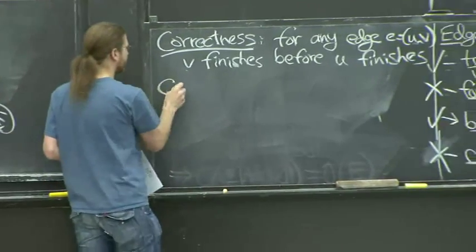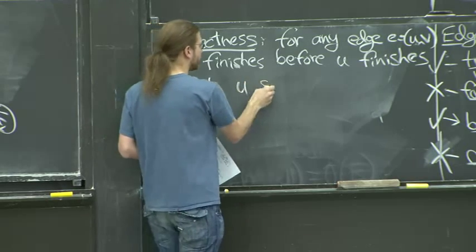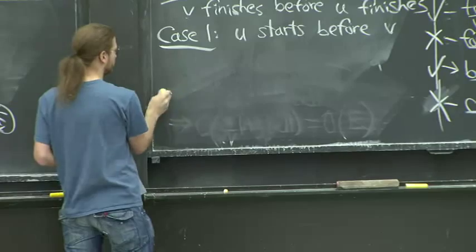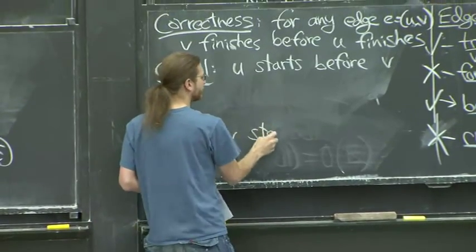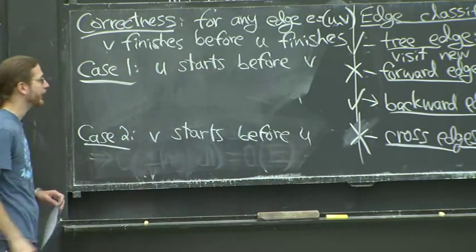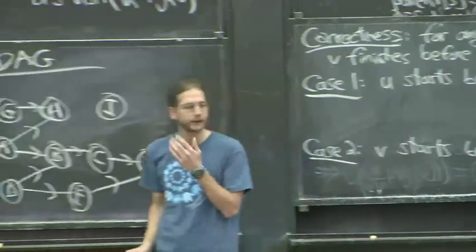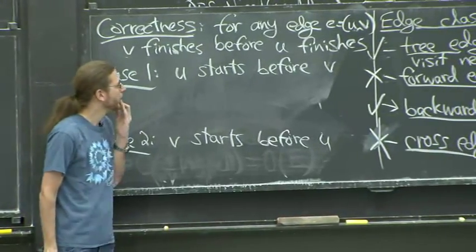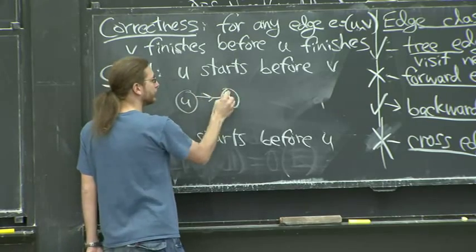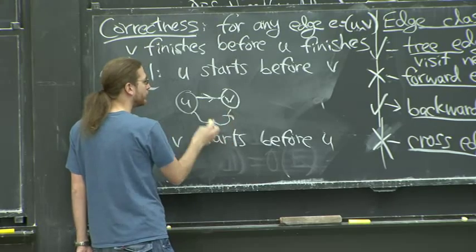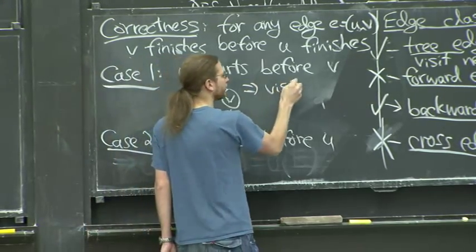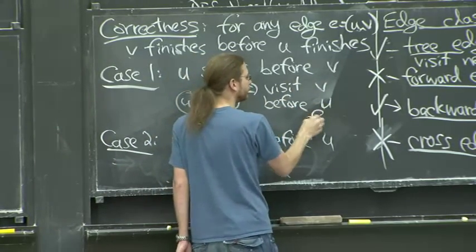Well, there are two cases. Case one is that u starts before v. Case two is that v starts before u. At some point they start because we visit the whole graph. This top loop guarantees that. So consider what order we visit them first at the beginning, and then we'll think about how they finish. Well, this case is kind of something we've seen before. We visit u. We have not yet visited v. But v is reachable from u. So maybe via this edge, or maybe via some other path, we will eventually visit v in the recursion for u. So before u finishes, we will visit v.